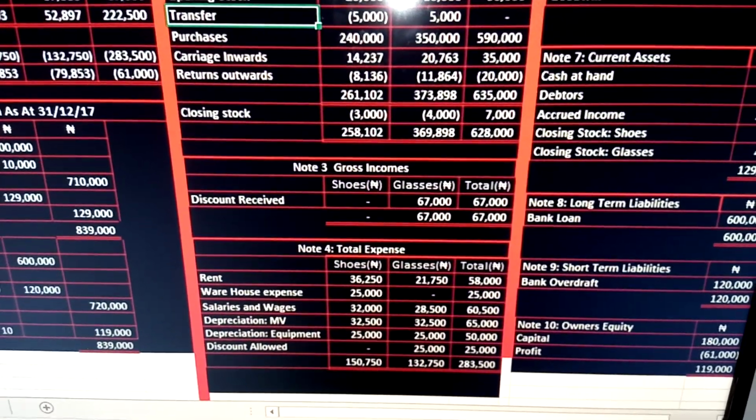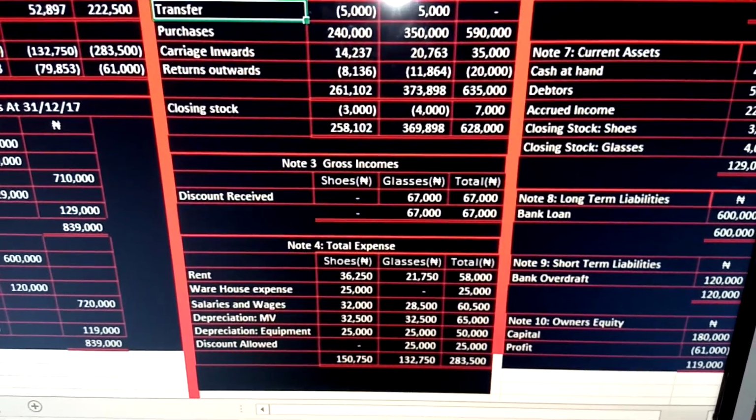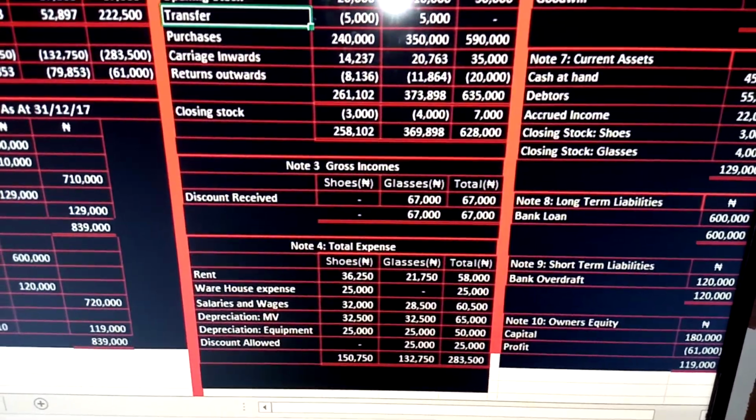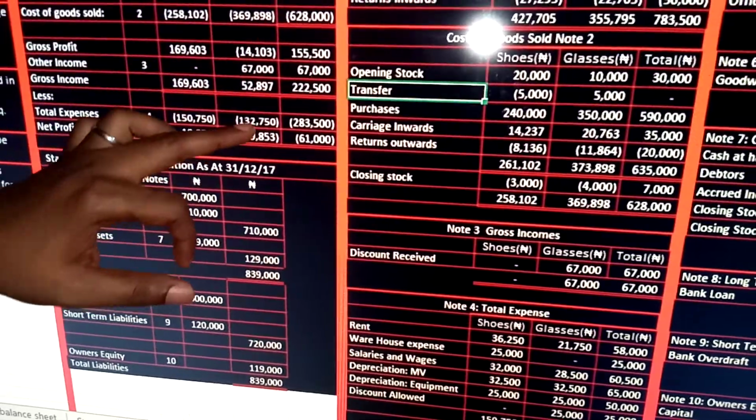So basically, if you add all the shoes' total expense, you have 157,500. All the glasses, you have 132,750. Total 283,500. So our expense in the trading account now, for shoes you have 157,500, glasses 132,750.